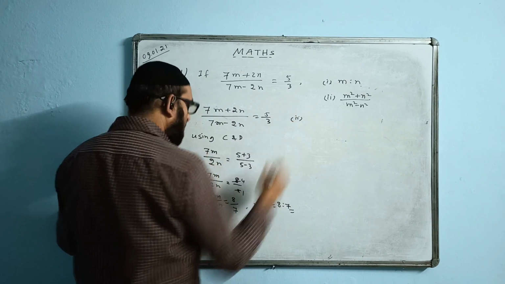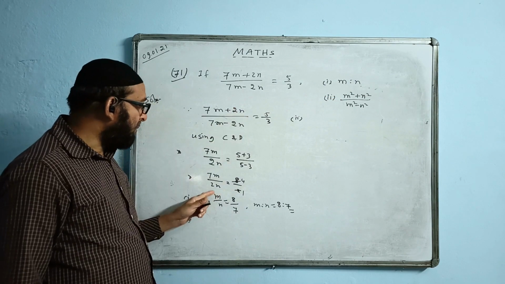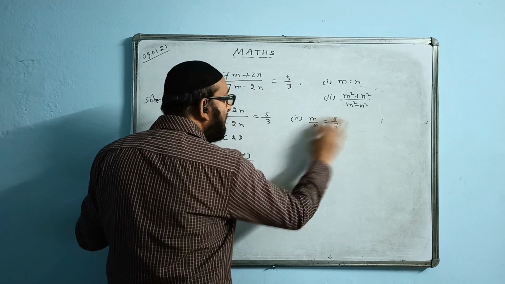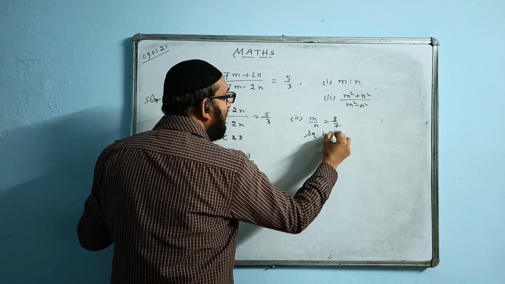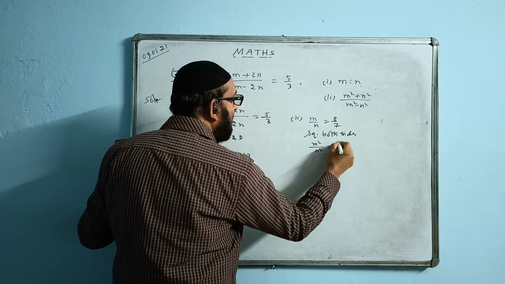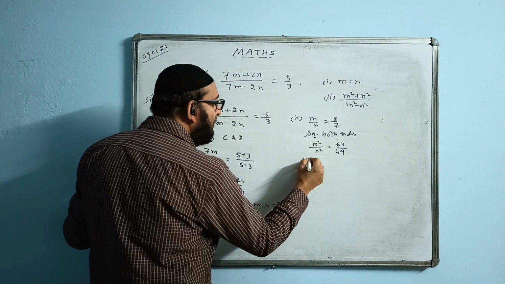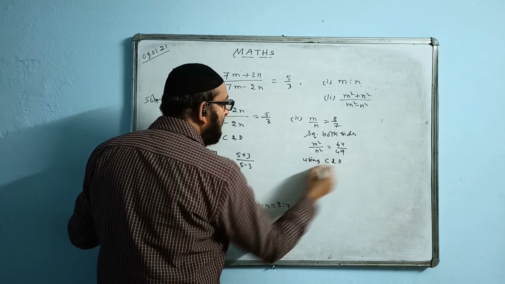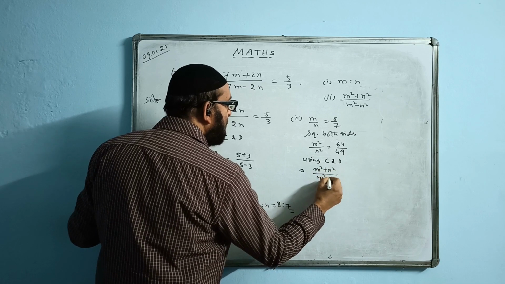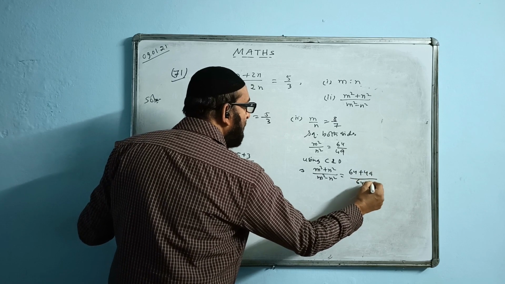Now for the second part, this answer we have to find. Then there is a square, we will square that. Since we found m by n as 8 by 7, squaring both the sides, here it will come m square, it will come n square, 64 by 49. Now I will do componendo and dividendo. Using componendo and dividendo, this will be m square plus n square, this will be m square minus n square, this will become 64 plus 49, this will become 64 minus 49.